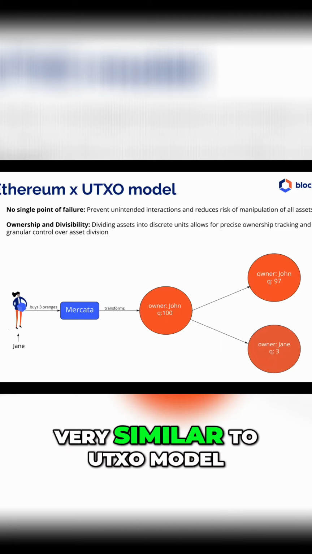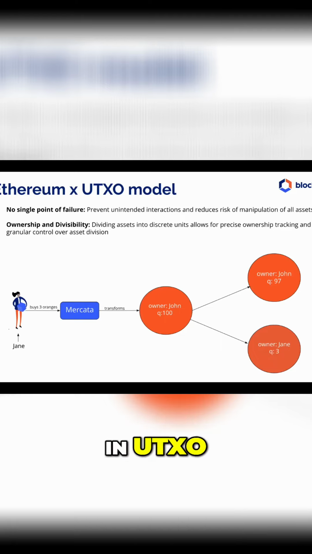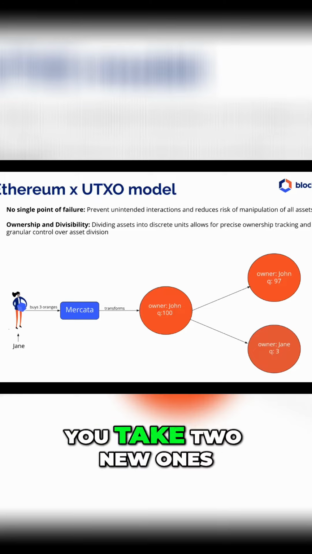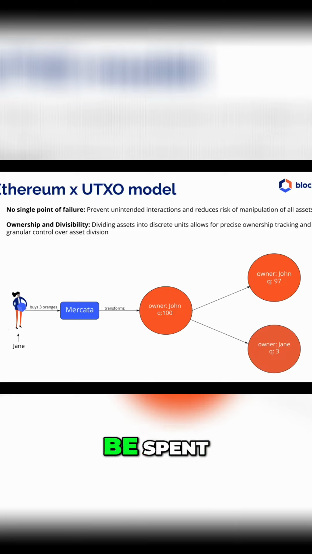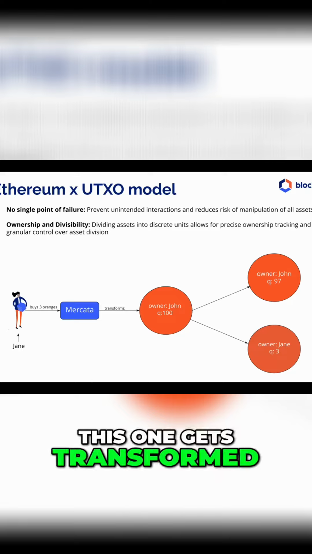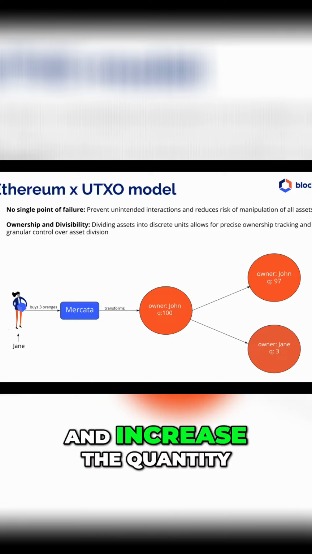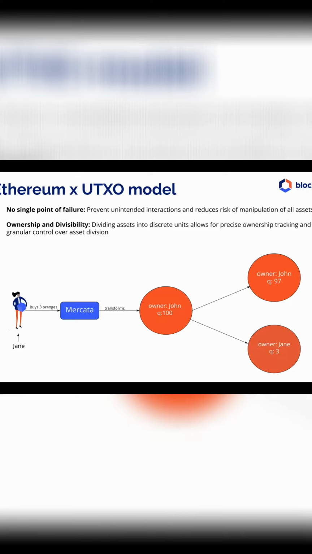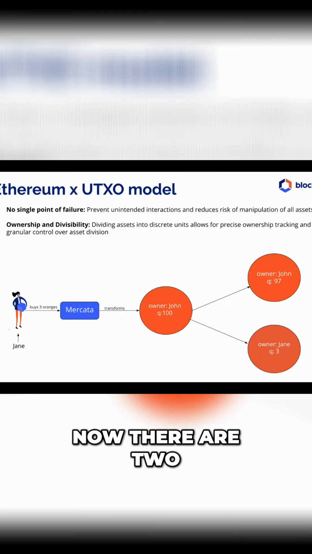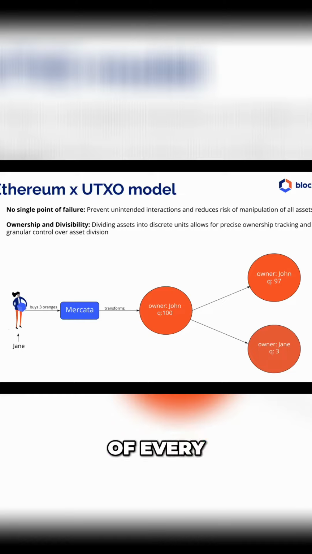So it's very similar to the UTXO model. In UTXO, you create 2 new ones, and then the old one would be spent. But here, this one gets transformed, and then you create a new one and increase the quantity, right? So again, we do this because now they're 2 different contracts, and that gives you granular control of every contract.